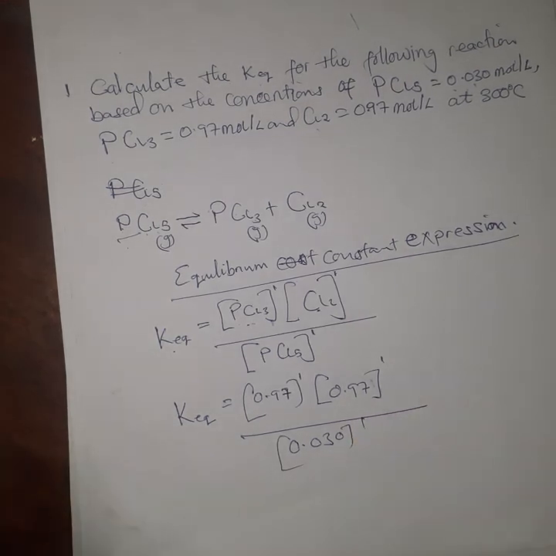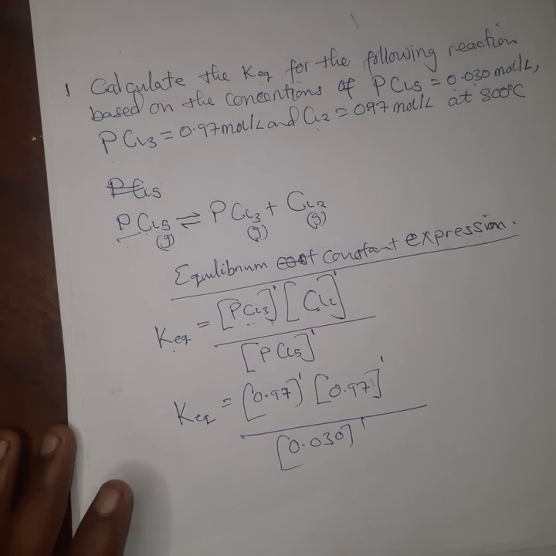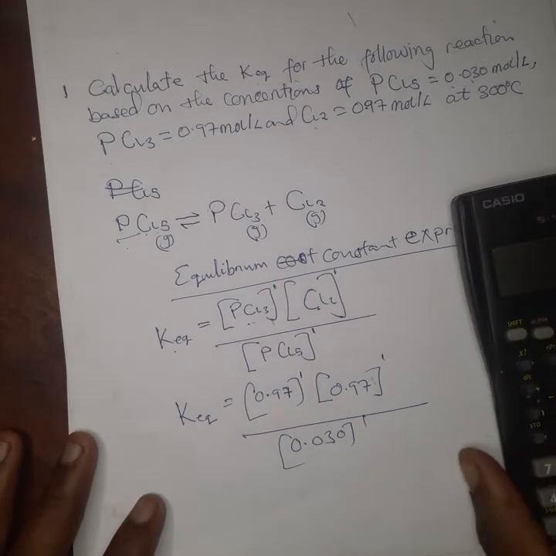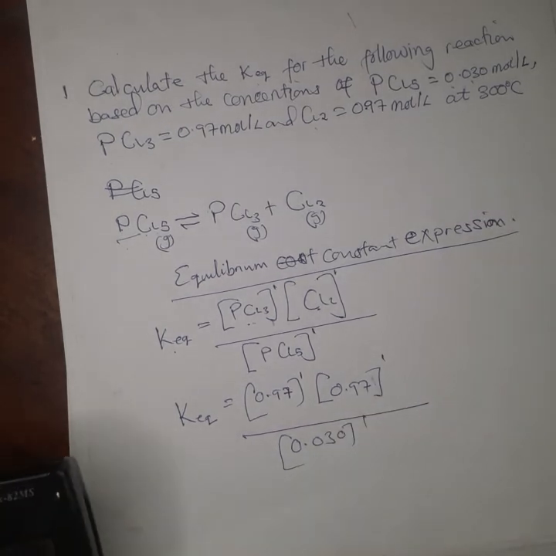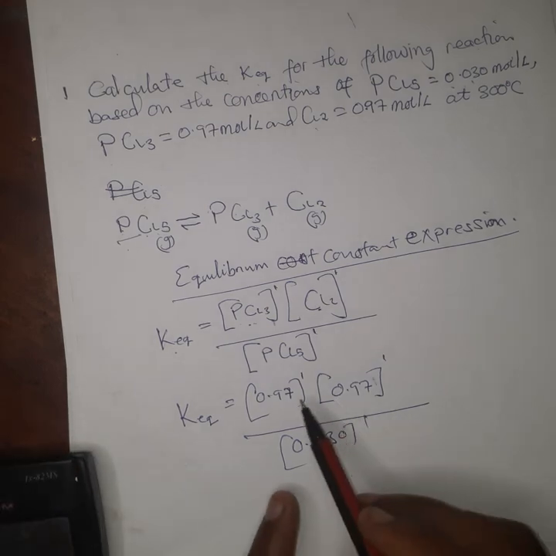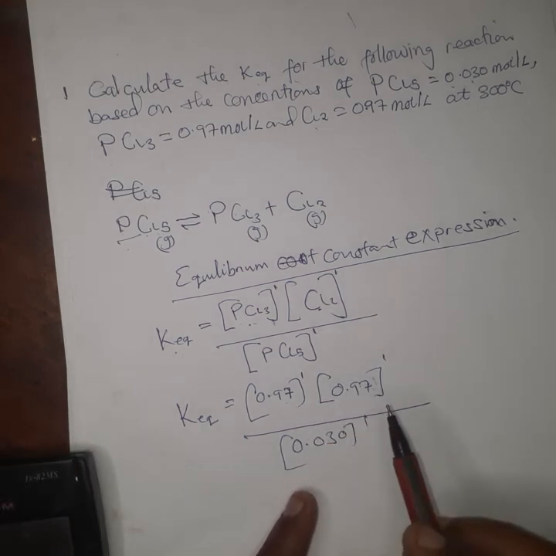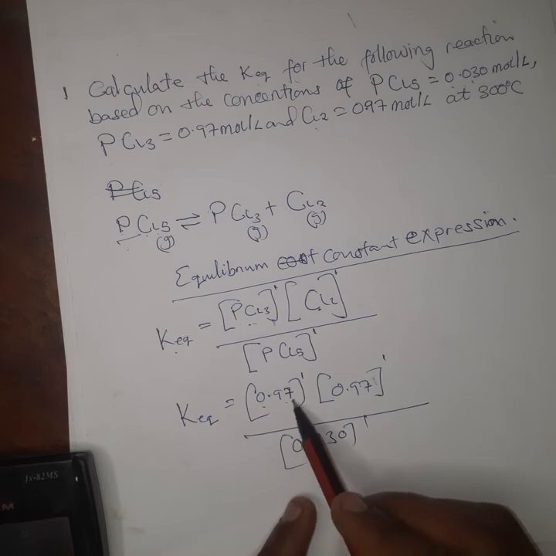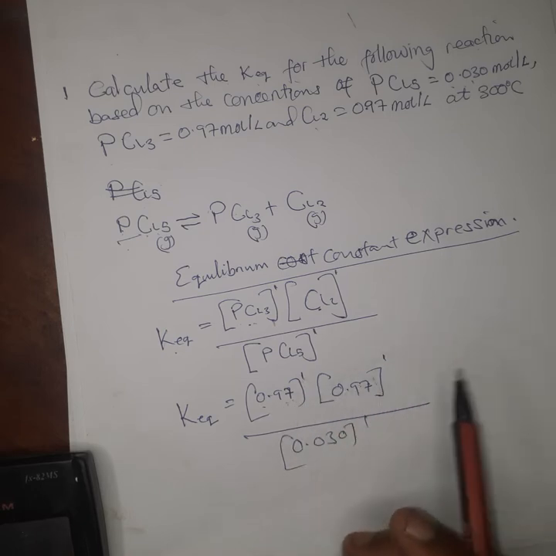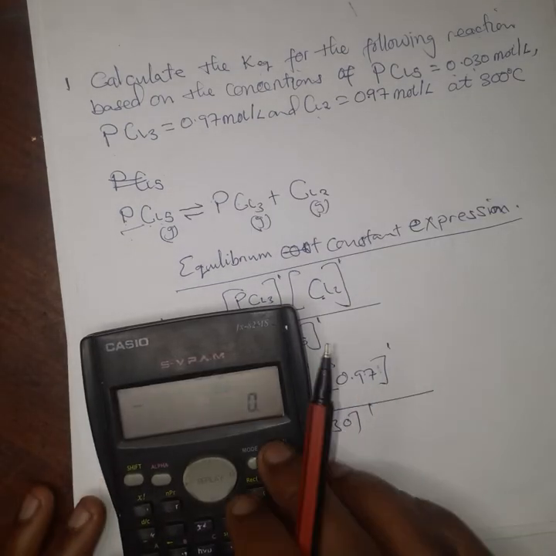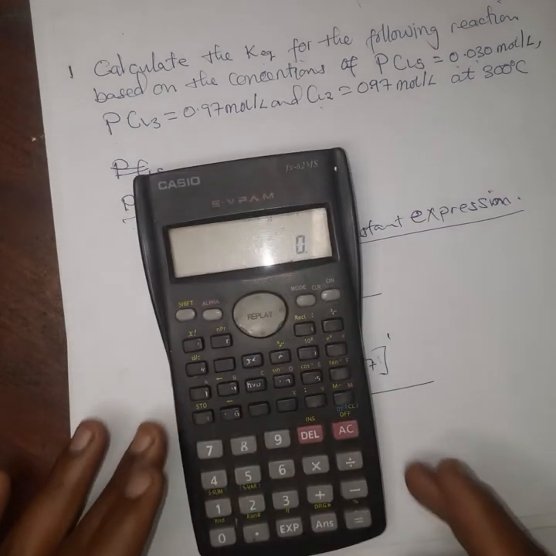Now you can get rid of the powers if you want, because 1 does not change a thing. So you simplify what is on top first. 0.97 to the power 1 is the same as 0.97, so 0.97 times 0.97. Hope you can see.